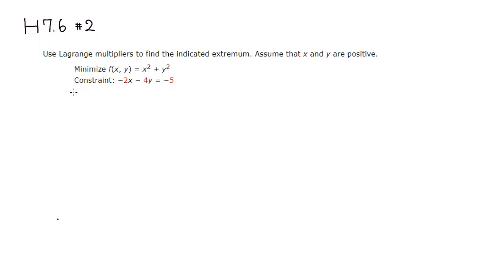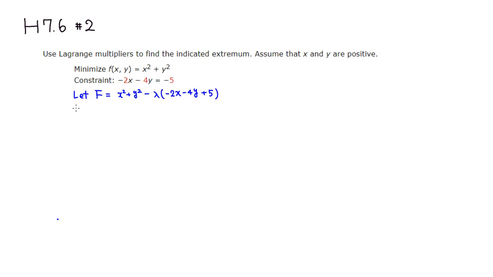We're going to let capital F be x squared plus y squared minus lambda times the quantity negative 2x minus 4y. I'm going to put the negative 5 over to the other side, so it's going to be plus 5. It's not going to really matter too much.